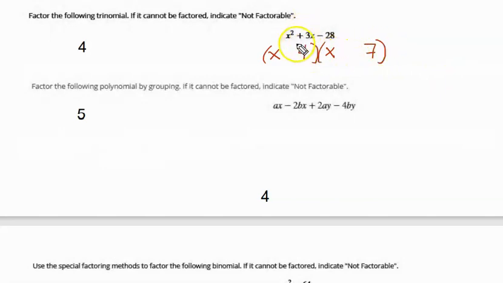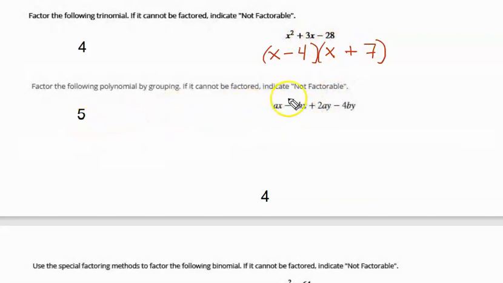And we need a positive, so our outers would need to be positive. Our inners would be negative. And then we FOIL it to check. X times x is x squared. My outers a positive 7. My inners a negative 3. Negative 4 that add up to a positive 3. All right, that looks good.